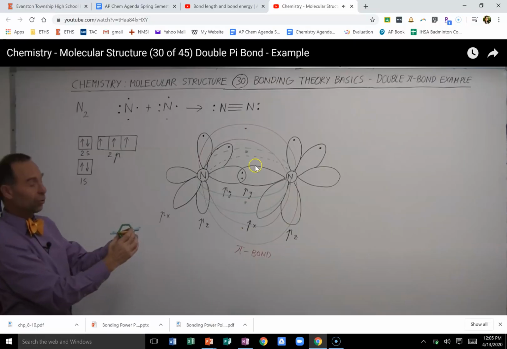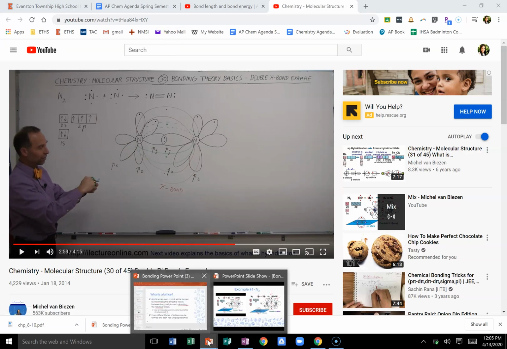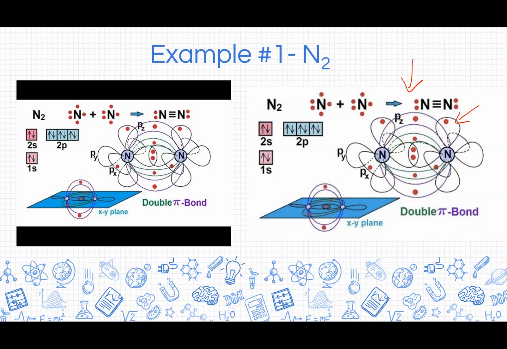Here's the 2 nitrogen nuclei. We have the single. Okay, we can go ahead and stop there. I think we're right here. So that just kind of helped to understand how those pi bonds are formed.